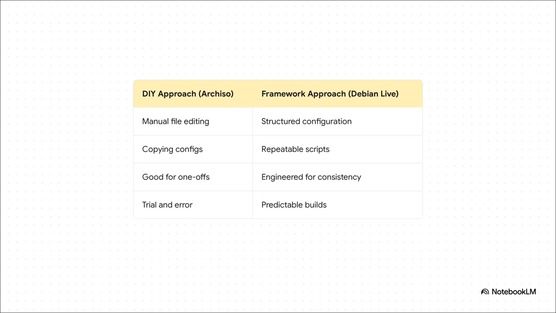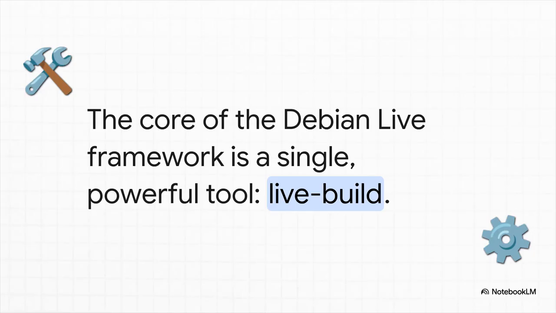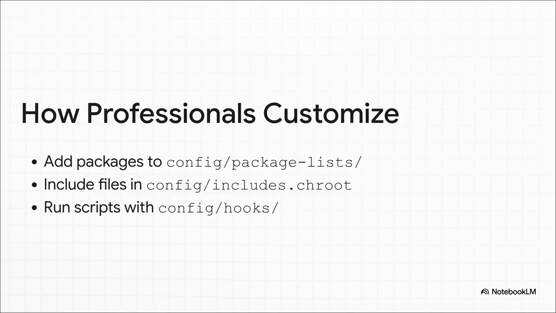Instead of manually editing files, you have structured configurations. Instead of just copying files over, you use repeatable scripts. It's really the difference between building a single custom car by hand and running a full-scale, predictable assembly line. At the heart of this whole professional approach is one single, incredibly powerful tool called Live Build. It's a framework that was designed from the ground up to make creating custom, live operating systems a totally predictable and repeatable process.